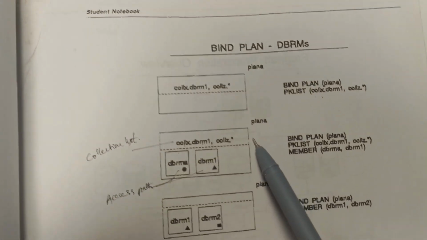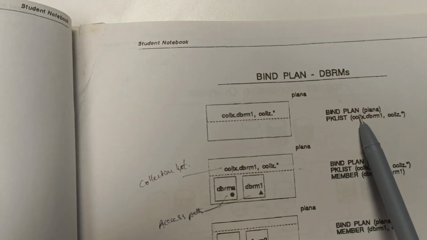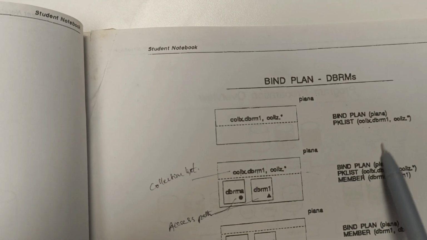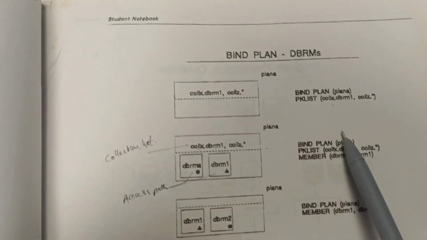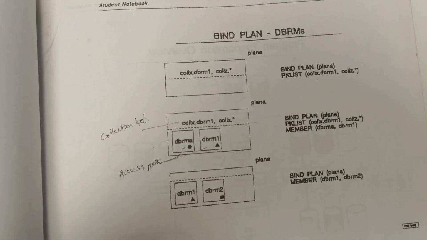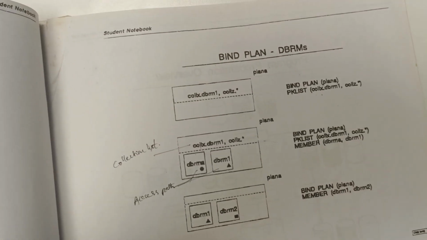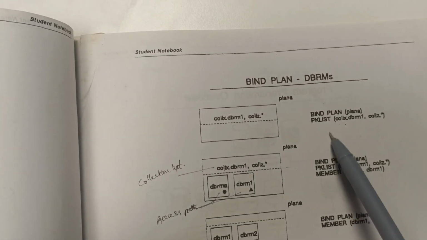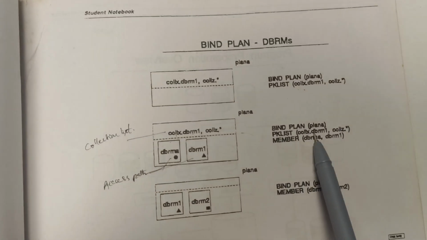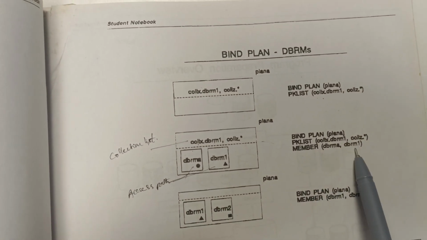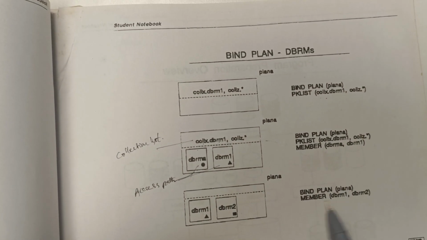These are some syntaxes for bind plan and package list, and similarly we can use any one of the syntaxes here. It's not in any particular order. Bind plan name, we can also do PKLIST. Bind plan PKLIST and member name we can also do. Bind plan member name we can also do.